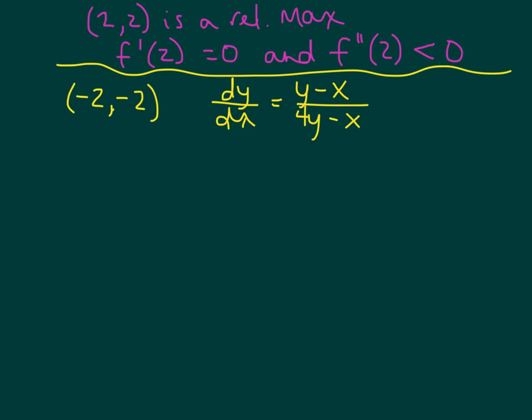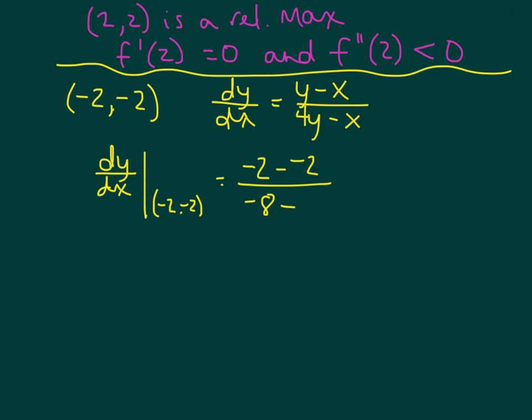So again, the same two checks. First of all, let's go ahead and evaluate dy dx at the point negative 2, negative 2. So it's going to be negative 2 minus negative 2 over negative 8 minus a negative 2. So it's again going to be 0 over, let's see, negative 8 plus 2 would be negative 6. Either way, you get 0. So the first derivative is equal to 0. Now we move on to the second part of the check. Is the second derivative positive or negative?